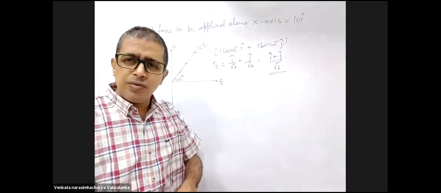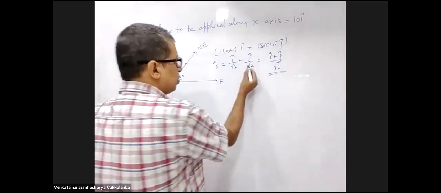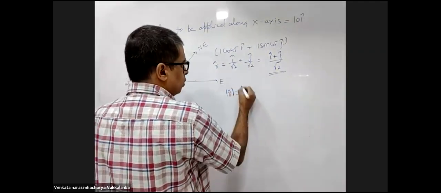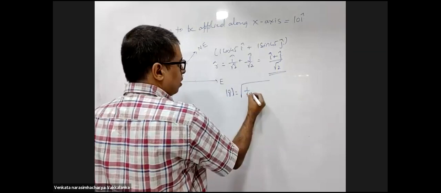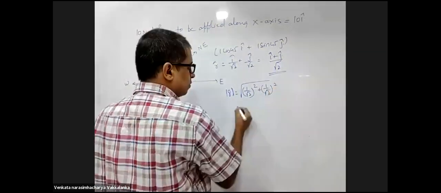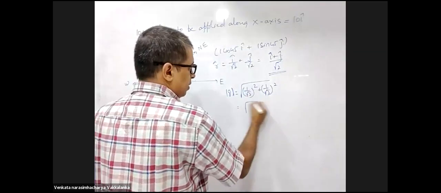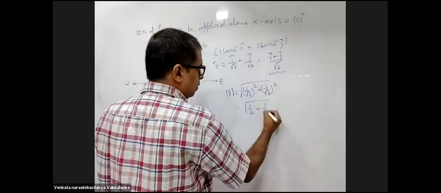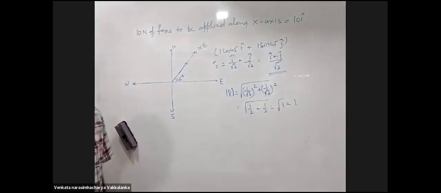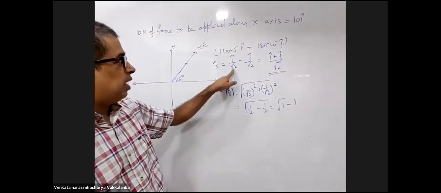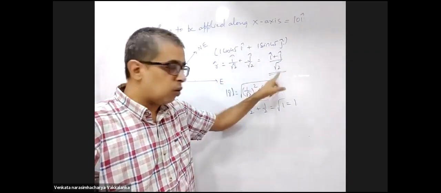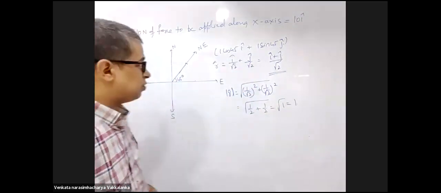Are you sure it's a unit vector? Calculate its magnitude and see. Magnitude of this unit vector is root over of 1 by root 2 whole square plus 1 by root 2 whole square. This will become root over of 1 by 2 plus 1 by 2. This is root 1. Am I getting unit magnitude? So 1 cos 45, 1 sin 45 is as a whole the unit vector along northeast.